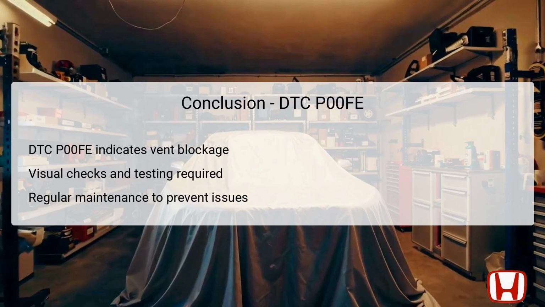In conclusion, DTC P00FE highlights a significant issue regarding evaporative emission system vent line blockage, which can lead to adverse effects on vehicle operation and environmental compliance. The troubleshooting process involves a visual inspection of the fuel vent tube and functional testing of both the vent line and the EVAP canister using a vacuum pump and gauge. Understanding potential causes and symptoms allows for effective diagnosis and timely repairs.